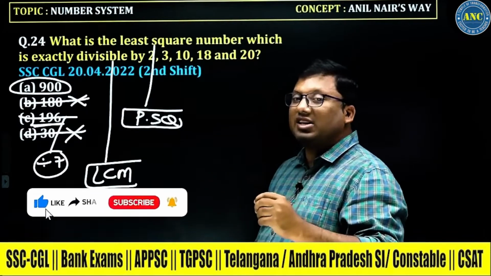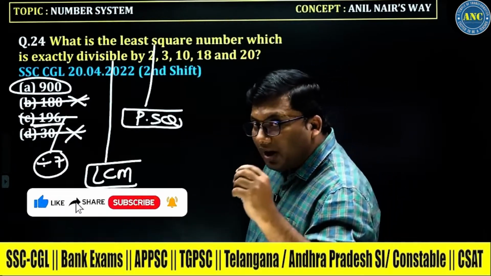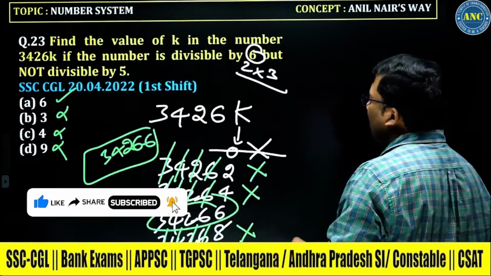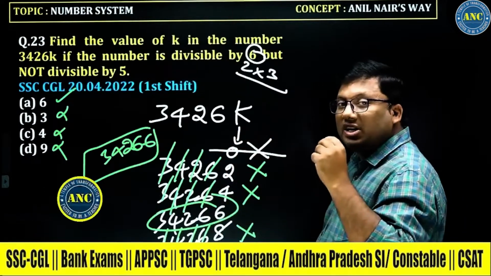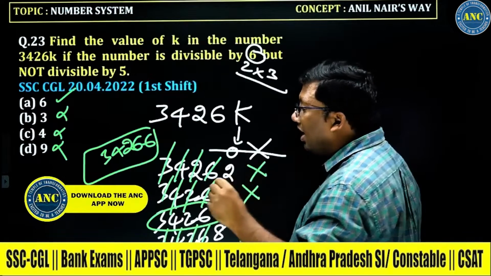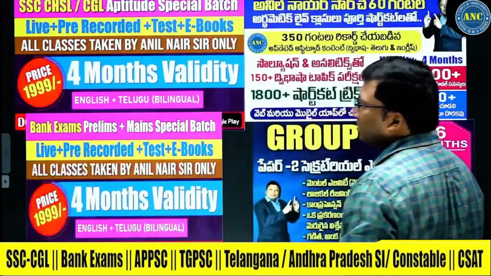The LCM answer is divisible by 7, so one input number should be divisible by 7. The divisibility rule of 6 is 2 into 3. The unit digit should be an even number. It cannot be 0 because it is not divisible by 5.